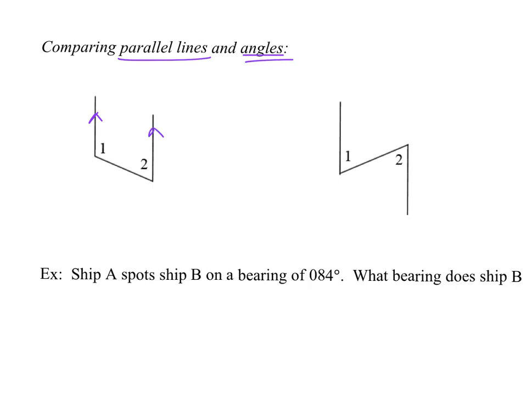Back in geometry, you labeled parallel lines with an arrow at the top and bottom. Angles 1 and 2 are in between those two parallel lines. They're called consecutive interior angles.